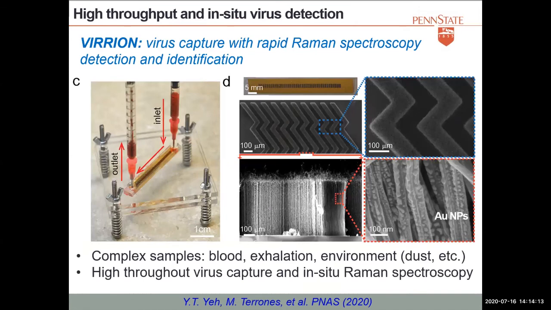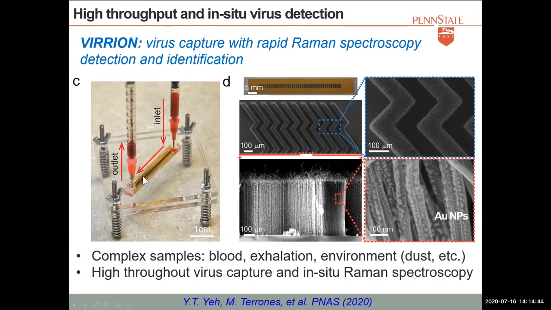So let me just mention the next generation of devices that we developed with Team Ye. This is called Virion. So it's virus capture with rapid Raman spectroscopy detection and identification. It was a high throughput system. In this case, this is a 4 centimeter long device. We have the PDMS, you have your inlet and then your outlet, and then you have these herringbone sort of arrays of carbon nanotubes that we're using.